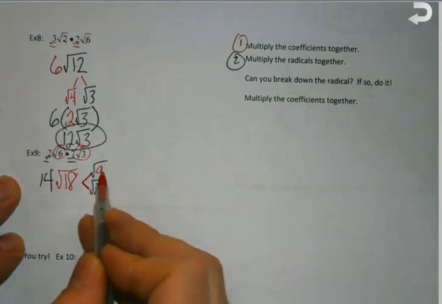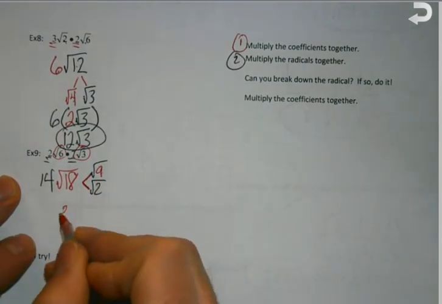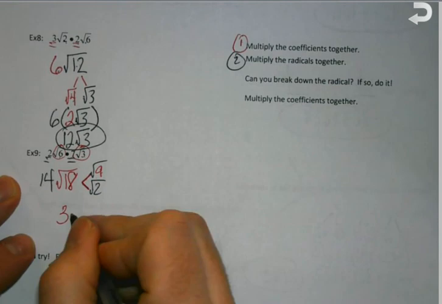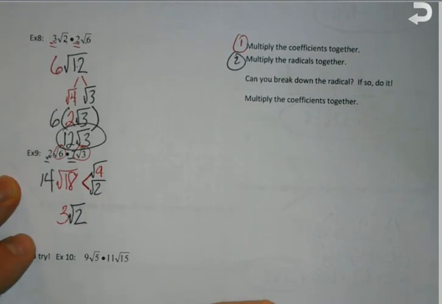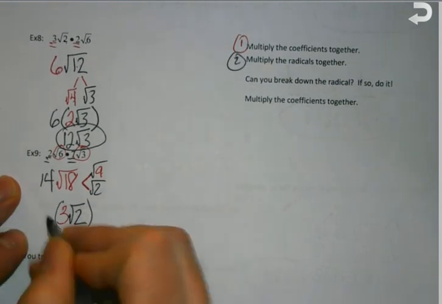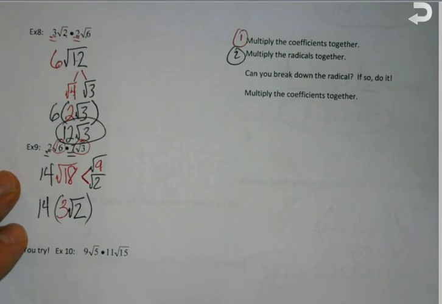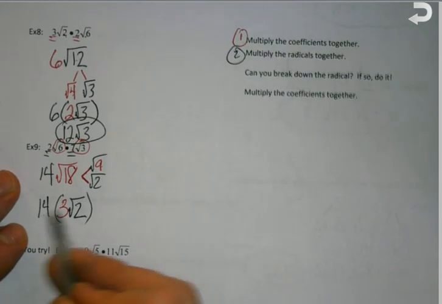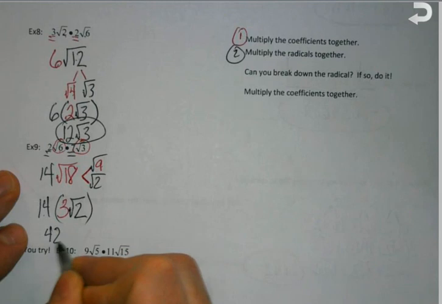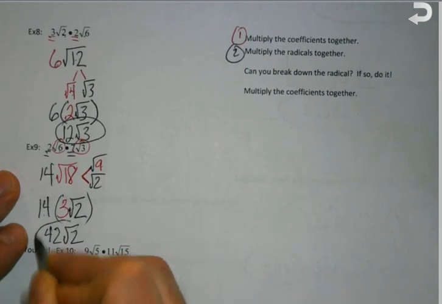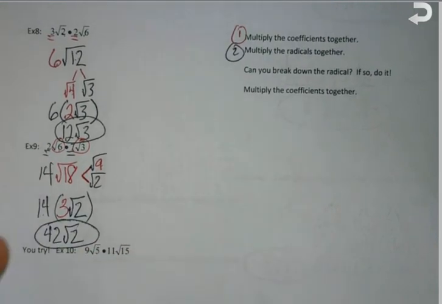So the square root of 9, again from our list, is 3. 2 is not in the list, so it's got to stay in radical jail. Unfortunate for it, but hey, it acts irrationally. That's just the way it happens. And then 14 times 3 is 42 square root of 2, because I can multiply the numbers in front together.